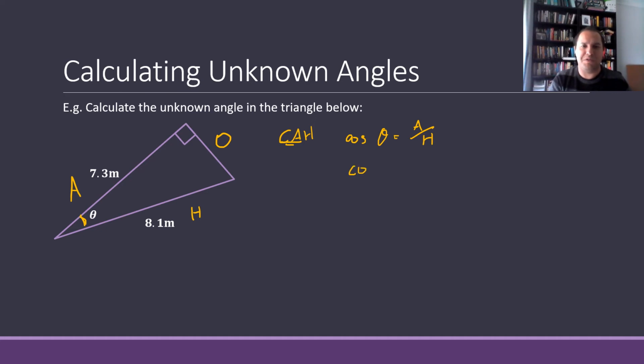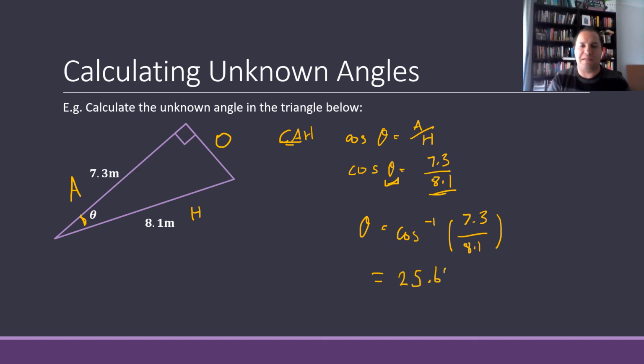And then we can do some substituting. Cos of our angle equals 7.3 over 8.1. Now, to get our angle on its own, we have to rearrange, and in this case we're going to use our cos -1 function. So we've got theta equals cos -1 and then 7.3 over 8.1. Type that into our calculator and you get 25.68 degrees. And there's our angle for our right angle triangle.